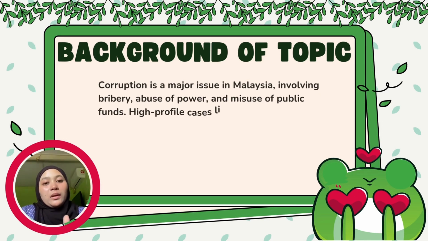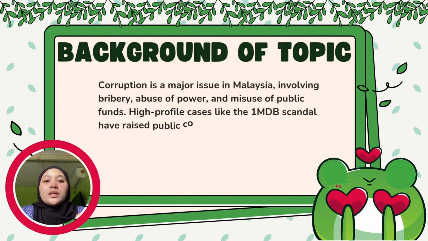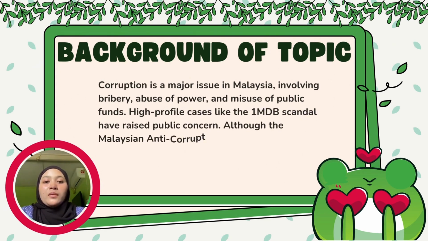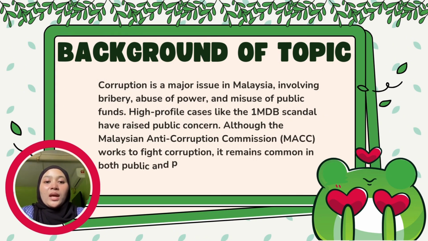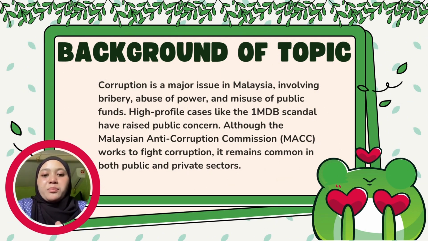Next, I will talk about the background of the corruption cases. Corruption is a major issue in Malaysia involving bribery, abuse of power, and misuse of public funds. High-profile cases like the 1MDB scandal have raised public concern. Although the Malaysia Anti-Corruption Commission (MACC) works to fight corruption, it remains common in both public and private sectors. In 2023, Malaysia's Corruption Perception Index, which is CPI, score improved to 50, ranking 57 out of 180 countries, indicating ongoing challenges in combating corruption.